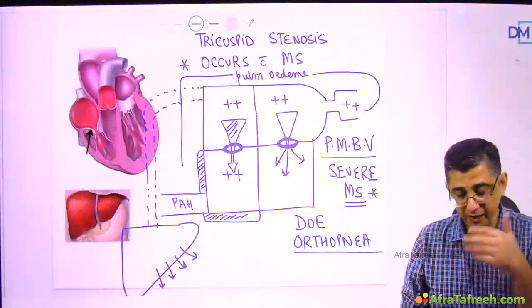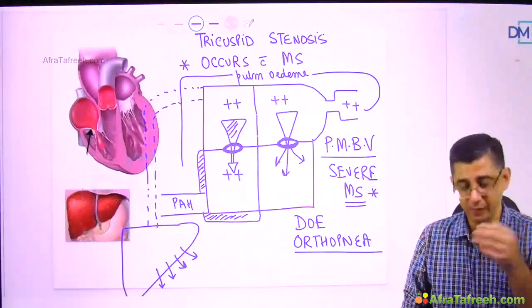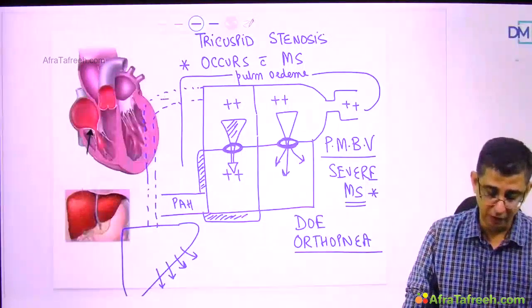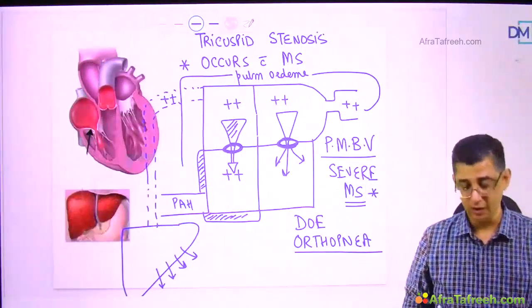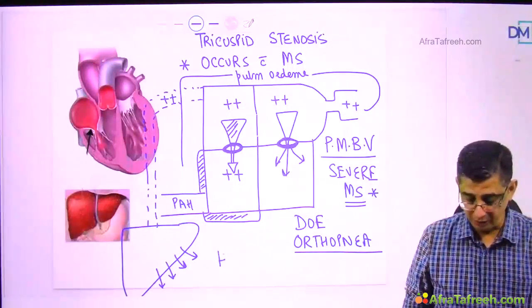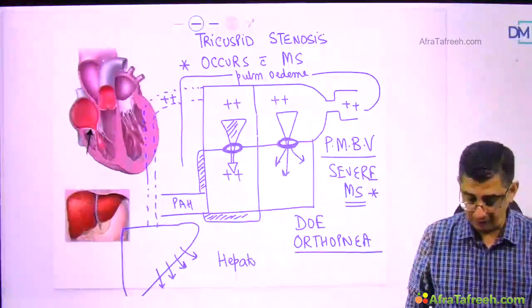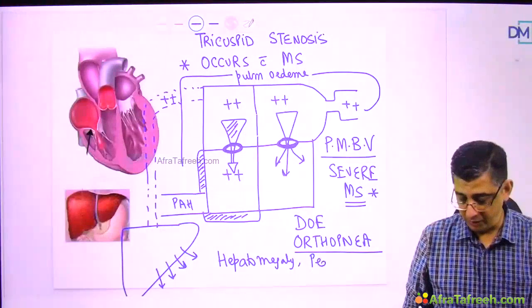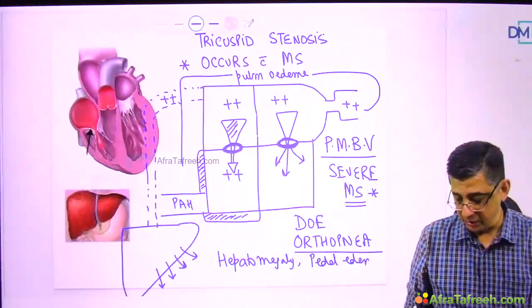Why that right-sided failure features are developing is primarily because of the fact that there is a congestion in the superior vena cava, inferior vena cava transmitted to the liver. So these patients will be having development of hepatomegaly. There would be a pedal edema and ascites in a patient.